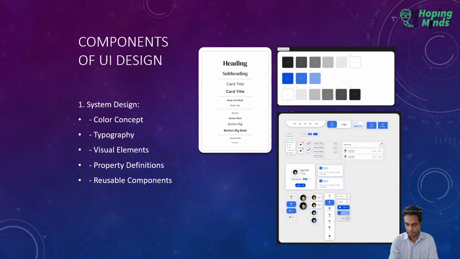So what are properties? Properties are like shadows, corner radius. Everything can be defined as a variable, and then you can use those variables in each of the design system components to make sure that your design looks consistent. All right. So you can see cards, pop-ups, icons, the left tab here.